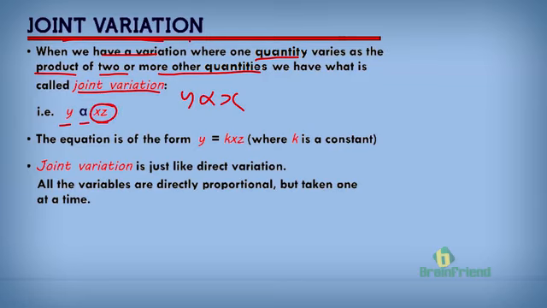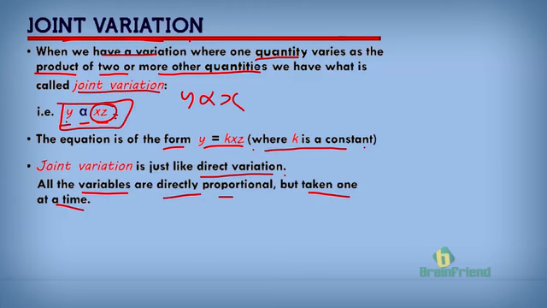Okay? So there is a product of other variables that are connected to the variable y. So y is proportional to the product xz. The equation is of the form y is kxz, where of course by now we know that k is our constant of proportionality. Joint variation is just like our direct variation, but in this case we have a product on the other end of the relationship, and all the variables are directly proportional, but they are taken one at a time.